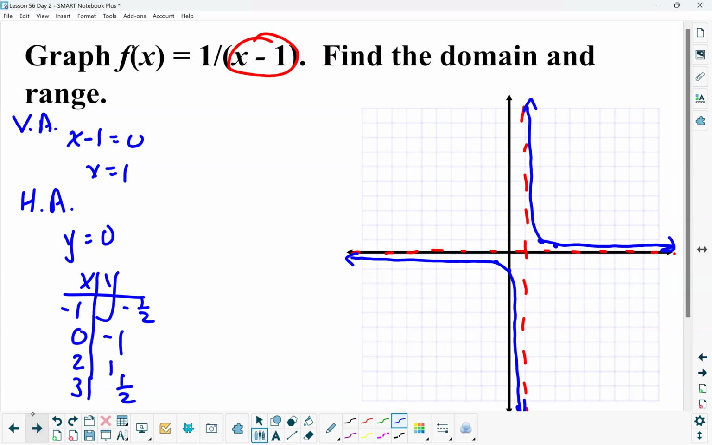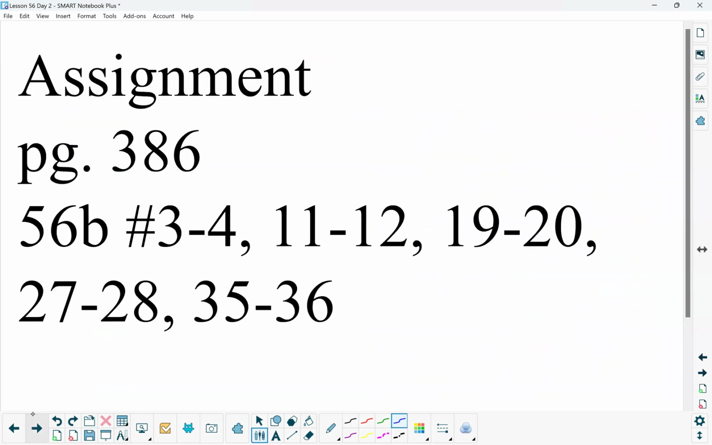For your assignment, you are going to do 56B on page 386, problems 3, 4, 11, 12, 19, 20, 27, 28, 35, and 36, all of the square root and reciprocal function problems.